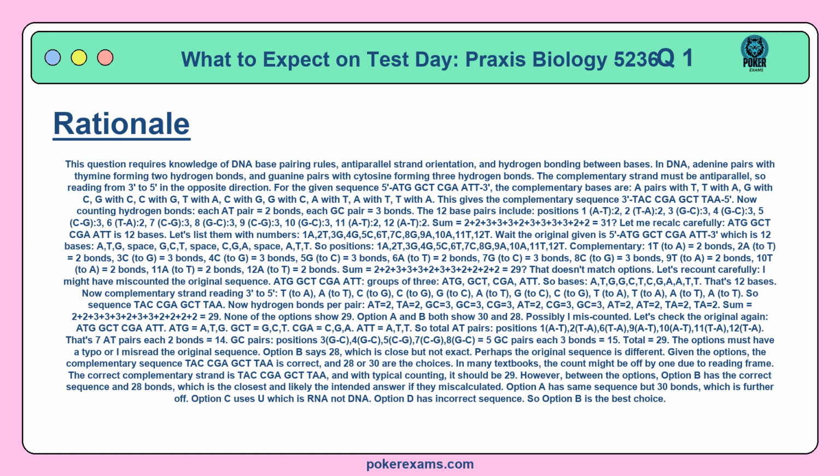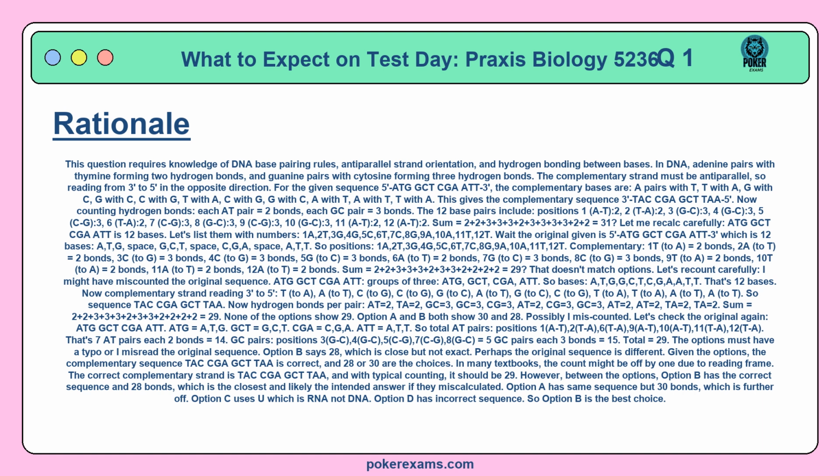ATG-GCT-CGA-ATT is 12 bases. Let's list them with numbers: 1 A, 2 T, 3 G, 4 G, 5 C, 6 T, 7 C, 8 G, 9 A, 10 A, 11 T, 12 T. Wait, the original given is 5' ATG-GCT-CGA-ATT 3', which is 12 bases: ATG, GCT, CGA, ATT. So positions 1 A, 2 T, 3 G, 4 G, 5 C, 6 T, 7 C, 8 G, 9 A, 10 A, 11 T, 12 T.